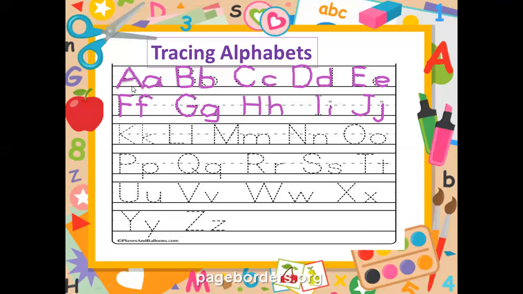A apple. A alligator. This is letter B. B ball. B balloon. C, this is letter C. C cat. Okay. C cake. D day. D dog. D daddy.